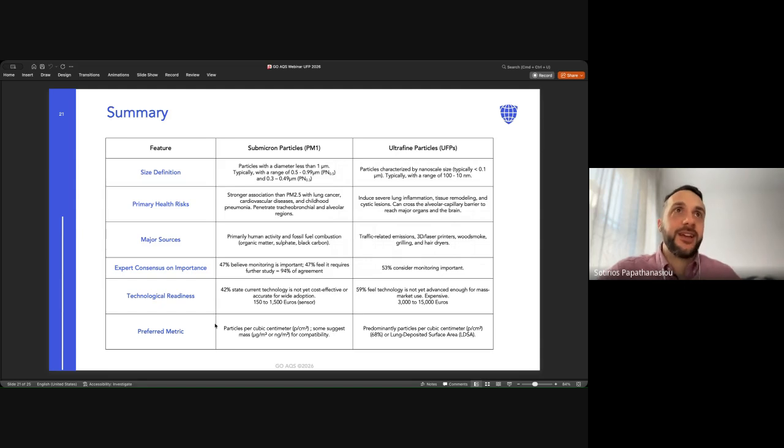You know that health risks for submicrons and for ultrafines are higher than PM2.5. Major sources, again, are anthropogenic for both categories of particles.